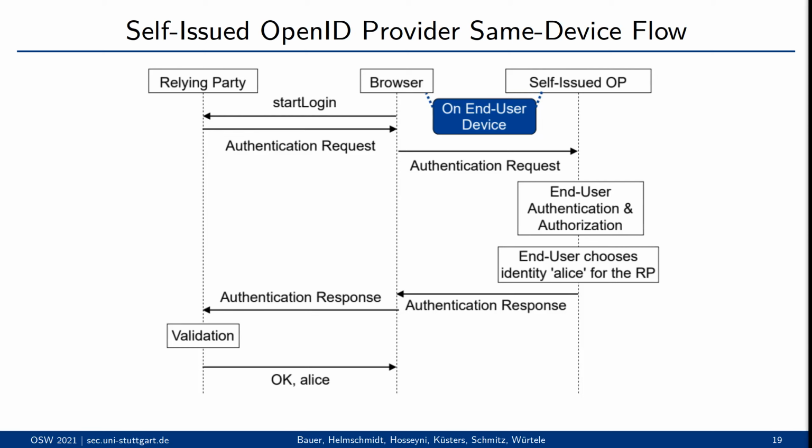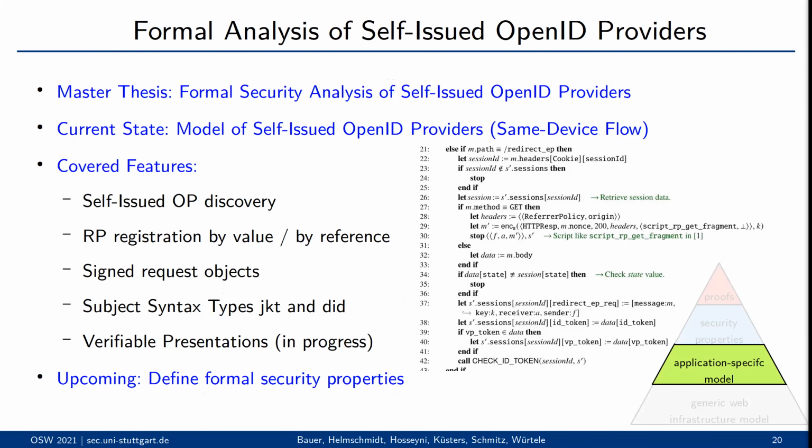Yes, so the next slide is an overview of the current state of my thesis. So currently I'm in the modeling phase, where I build a model of the self-issued OpenID providers same device flow, and currently I'm covering features like the discovery of self-issued OpenID providers and the registration of the RP by value and by reference, which are options provided in the current SIOP spec, which both have to be done via a registration flow here, because there's no, or not necessarily a, pre-established connection between self-issued provider and RP.